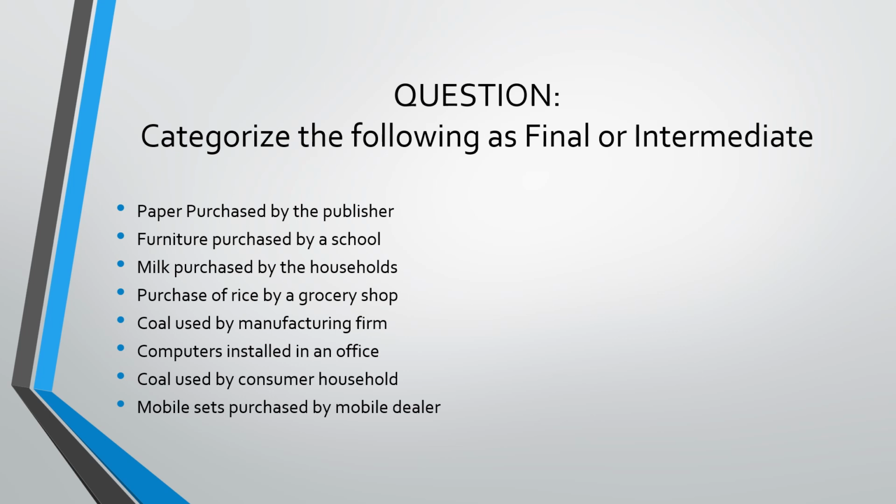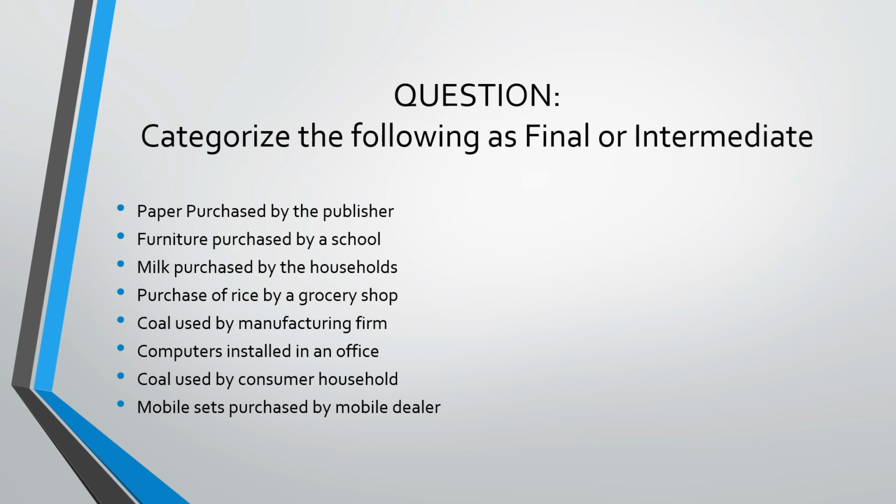Now here's a question for all of you. You have to categorize the following into final or intermediate good. You can do it in your rough notebook, and in the next slide there are answers, so you can check whether you will be able to handle these kinds of questions or not. First is paper purchased by a publisher. When paper is purchased by the publisher, is it final or intermediate?